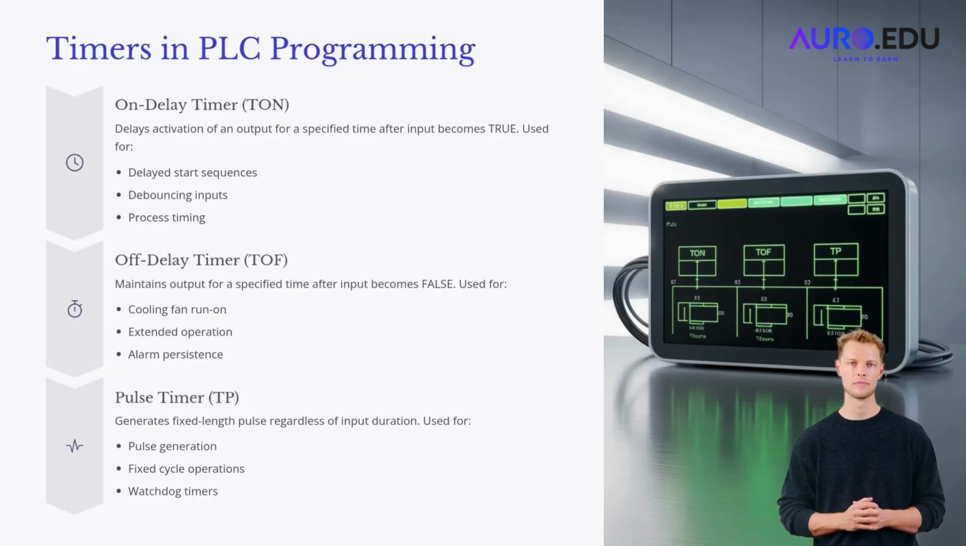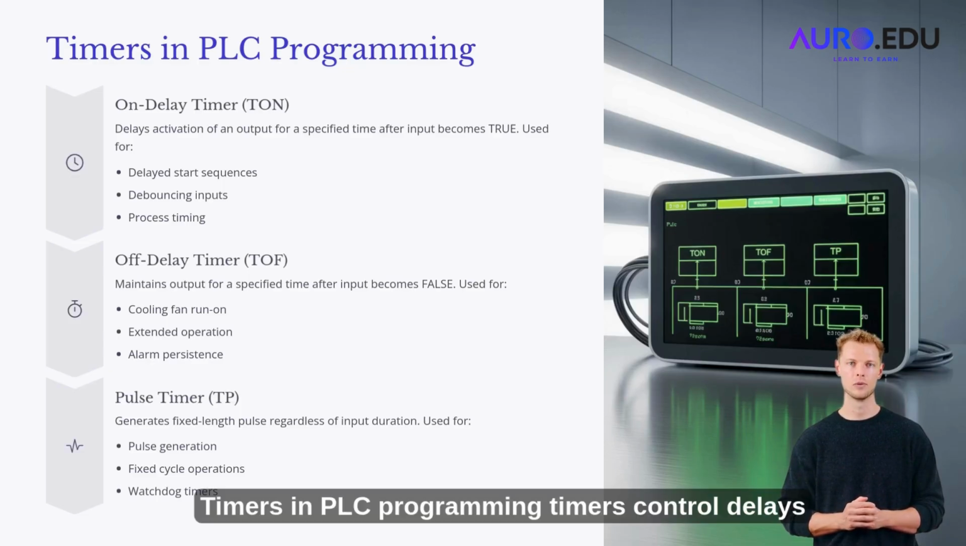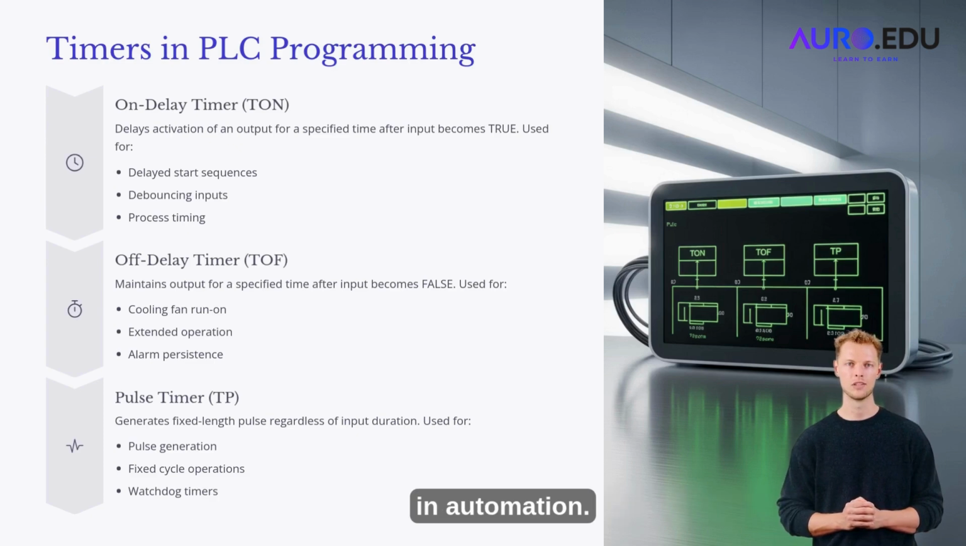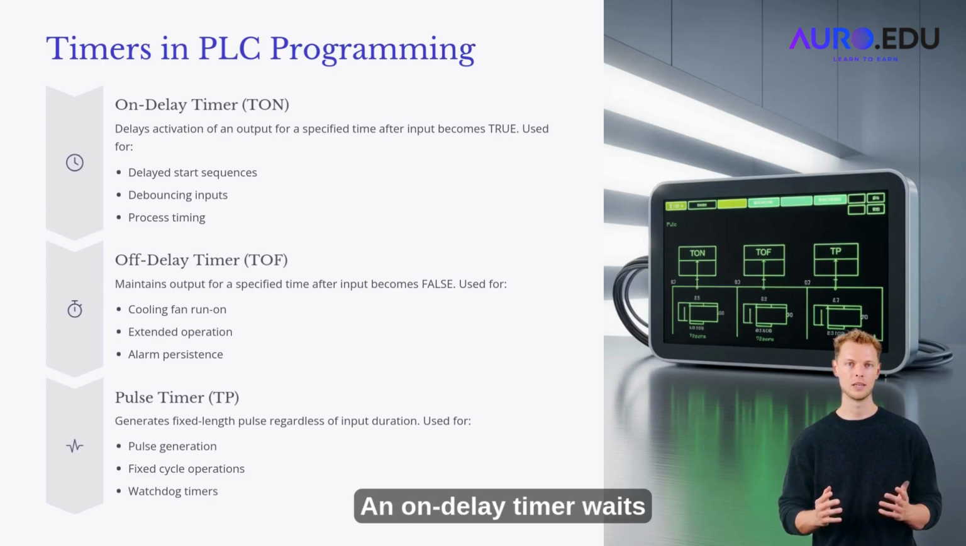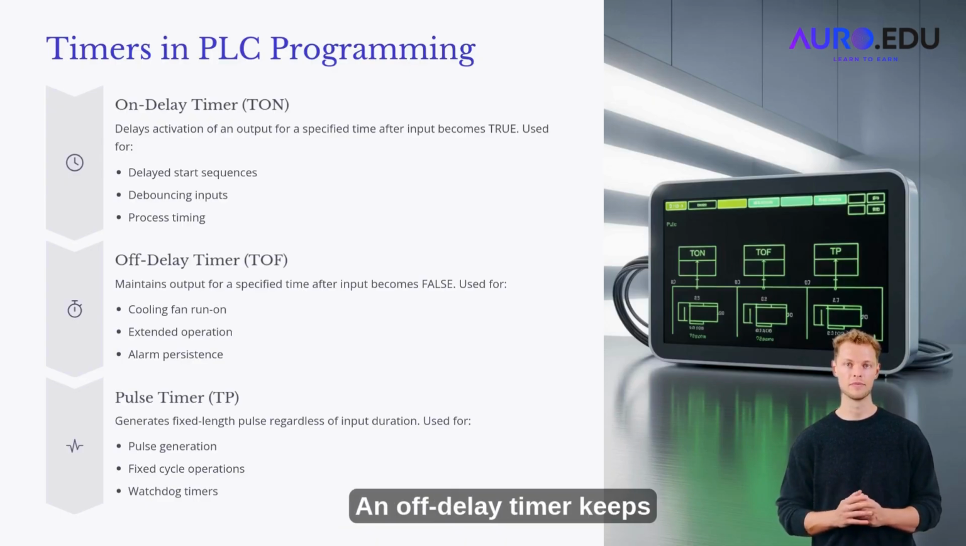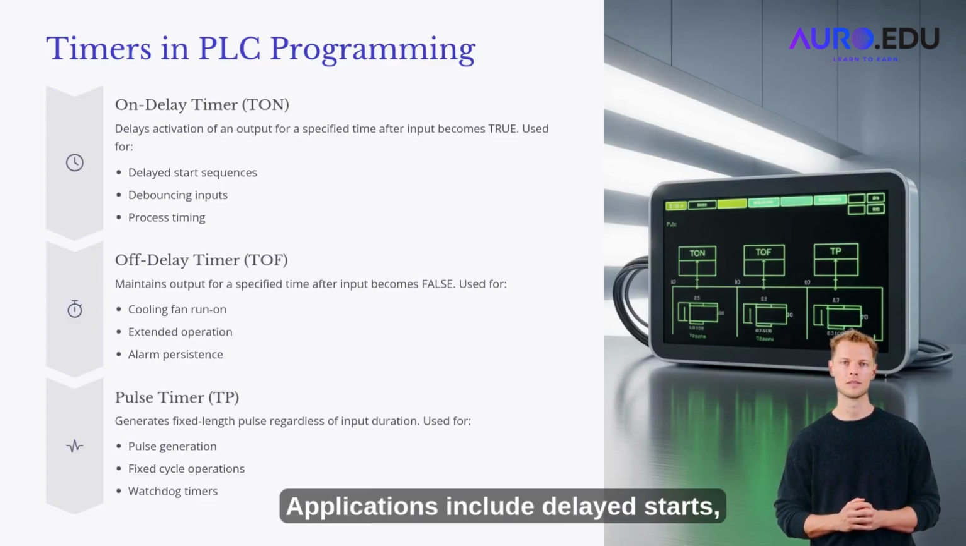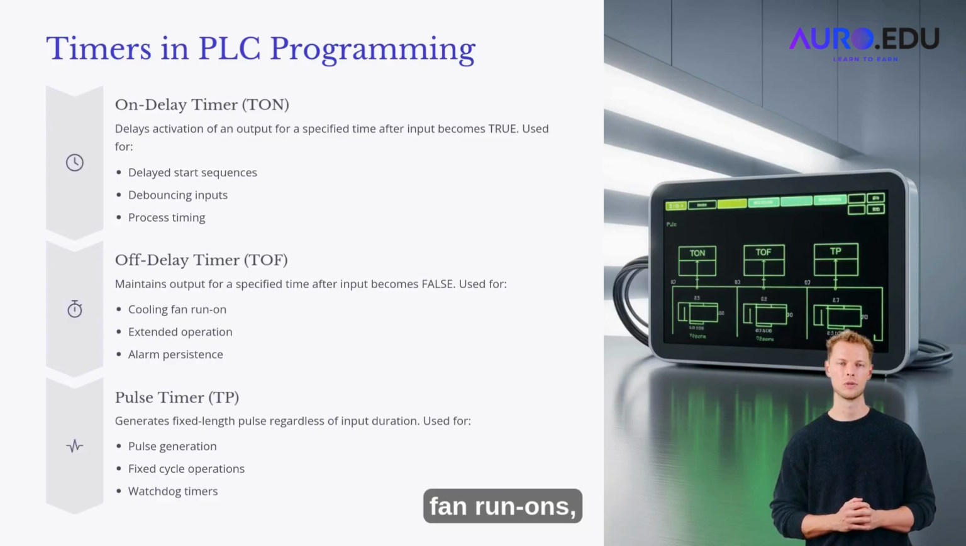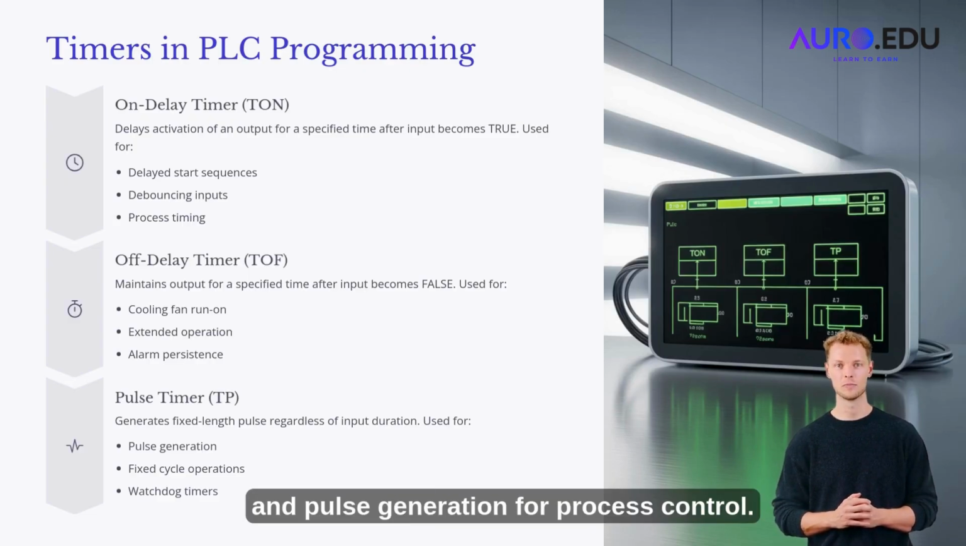Timers in PLC programming. Timers control delays in automation. An on-delay timer, TON, waits before activating an output. An off-delay timer, TOF, keeps an output active after input ends. And a pulse timer, TP, outputs a fixed duration pulse. Applications include delayed starts, fan run-ons, and pulse generation for process control.